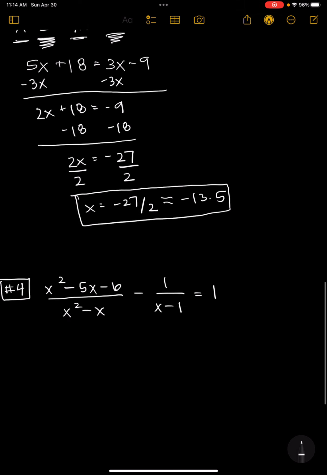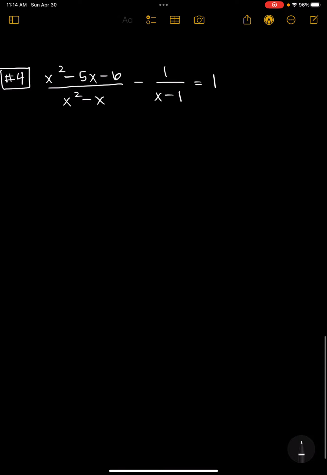All right, let's go through the last example, which is x squared minus 5x minus 6 over x squared minus x, minus x minus 1 over x minus 1 is equal to 1. So first thing I'm going to do is make this one a fraction, so it's 1 over 1. Then we're going to get common denominators by looking at the most complicated one, which is the x squared minus x. So x squared minus x, I can actually factor to be x times x minus 1.